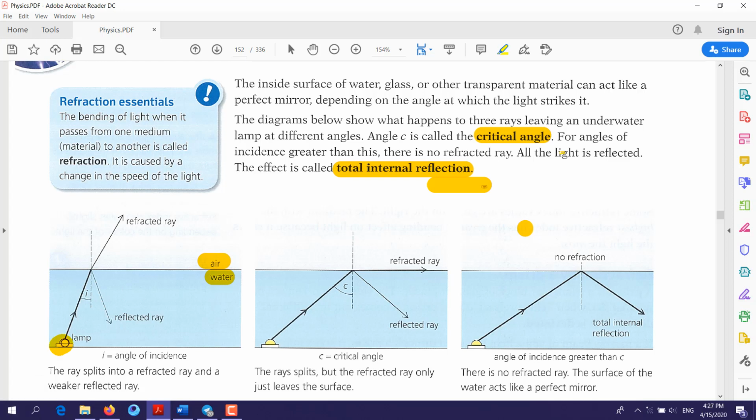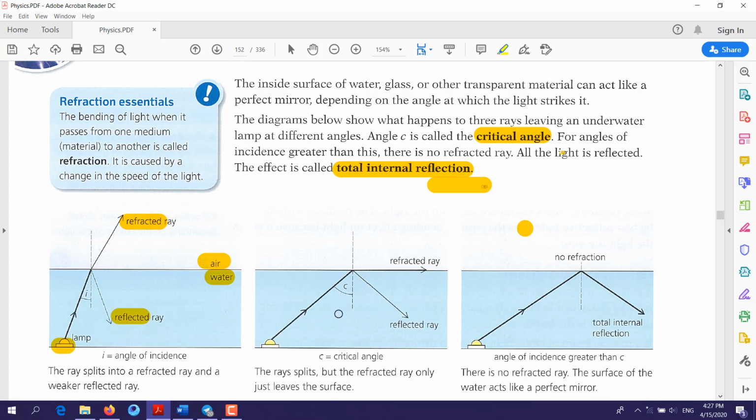Here we have a source of light, a lamp. When a lamp gives light, when light passes from water to air, what will happen? Some of the light will reflect and some of it will refract. Focus on these two words, they are not the same, okay? Refract means bending of light, and reflect means bouncing.